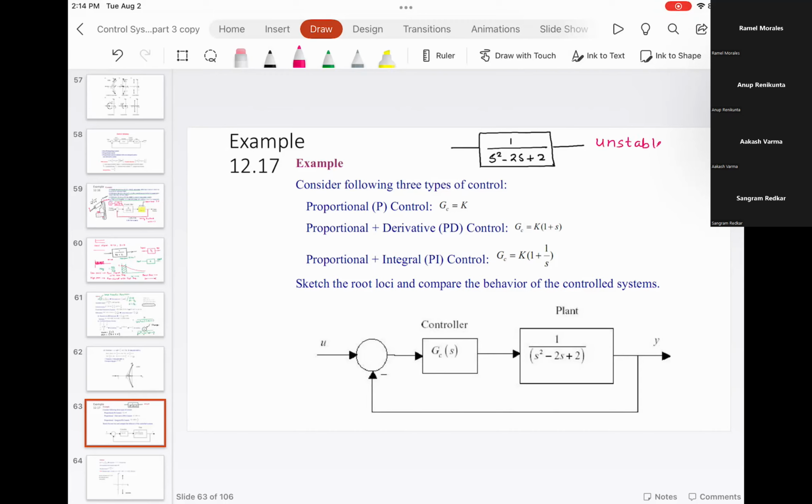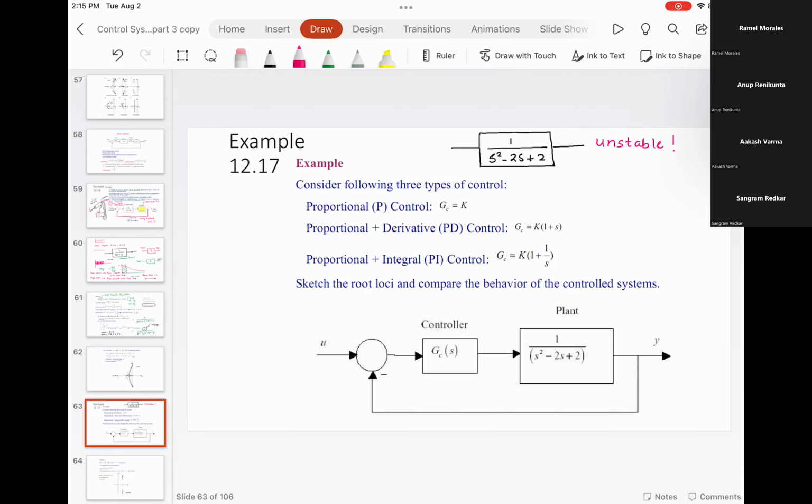Everyone okay with me? Comfortable? If you find the poles, you will see that the pole is going to be positive. So the pole has positive real parts. It means the system is unstable. Now we are given this unstable system, and what we want to do is make this system stable.